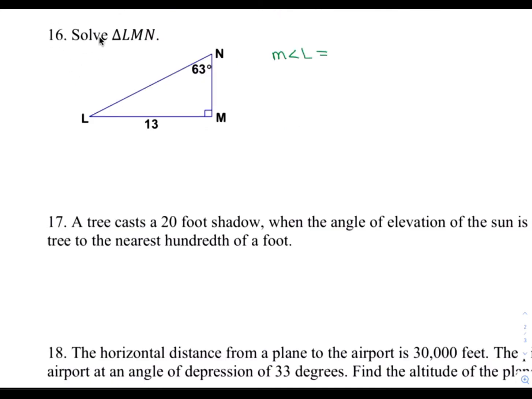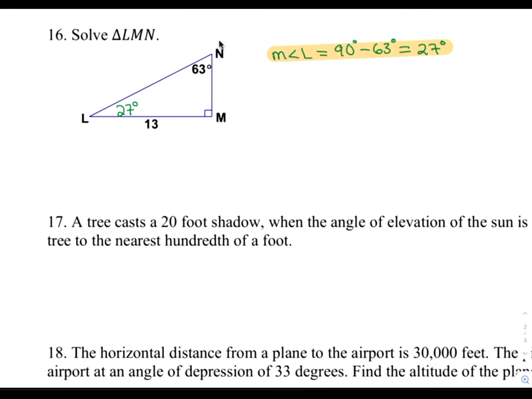For number 16, it says to solve the triangle LMN. First, I'm looking at the measure of angle L. The measure of angle L plus the measure of angle N has to add up to 90 degrees, so we can simply subtract 63 from 90 to get the measure of angle L. So 90 degrees minus 63 degrees results in 27 degrees, so the measure of angle L is 27 degrees.